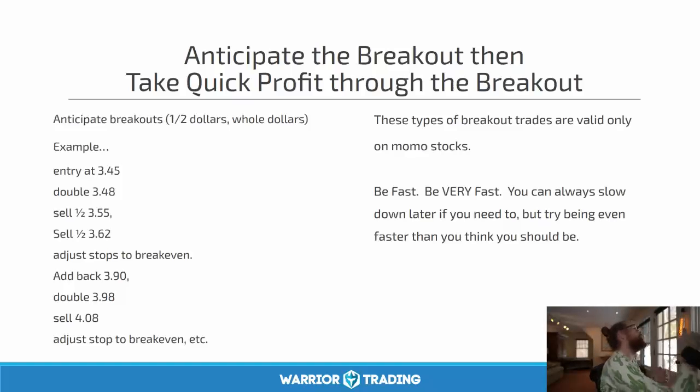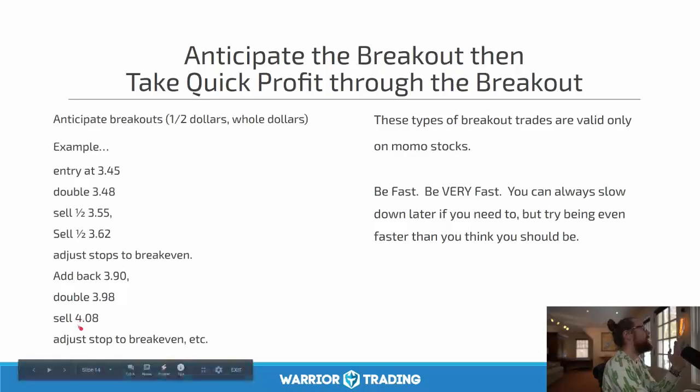I then maybe sell a little more at 3.62. I expect that it might pull back down to the $0.50. Often as we break through these levels and then pull back down to them, we can see a little bit of a struggle. So I let it break, let it pull back down to that level, and then maybe I'm adding back at 3.90, doubling at 3.98 for the next whole dollar break, selling at 4.08.